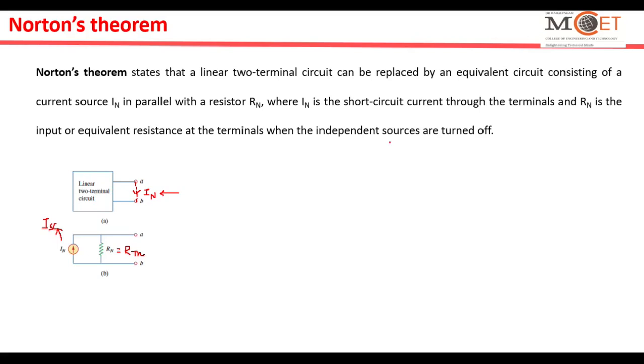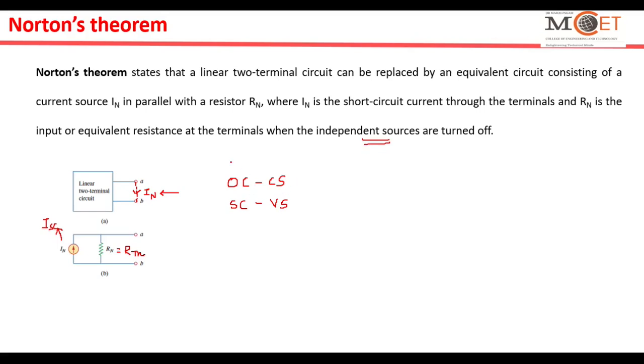While doing that, I have to turn off all the independent sources. Meaning is, if there is any current source available in the circuit, you have to open circuit it. So open circuit the current source. And I have to short circuit all the independent voltage sources. Only independent voltage sources. Dependent sources, you should not disturb. You have to leave them in the circuit as they are.